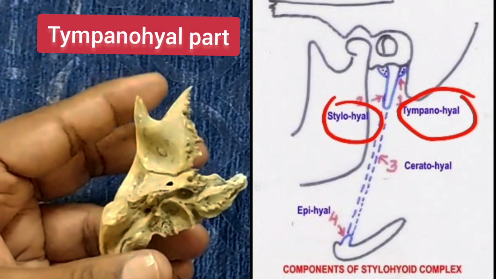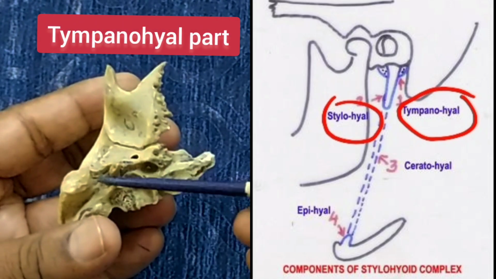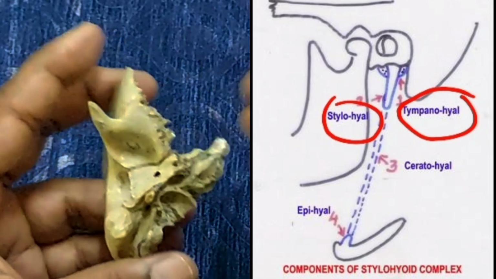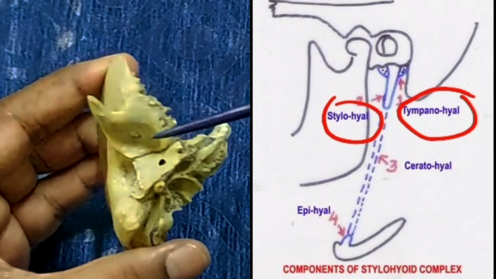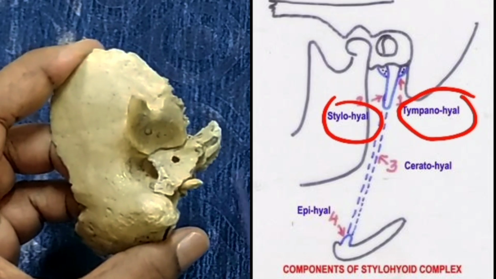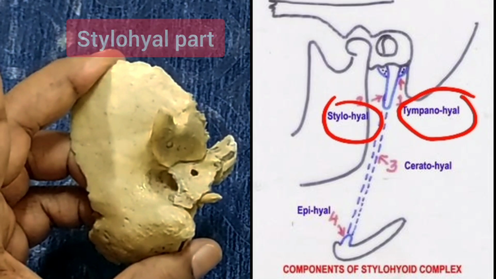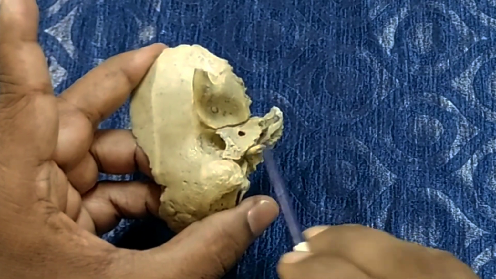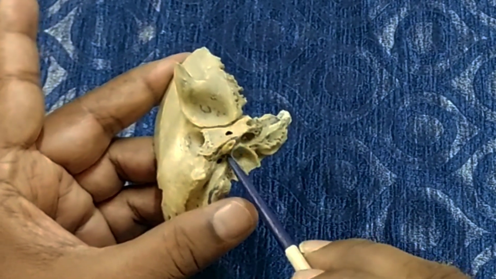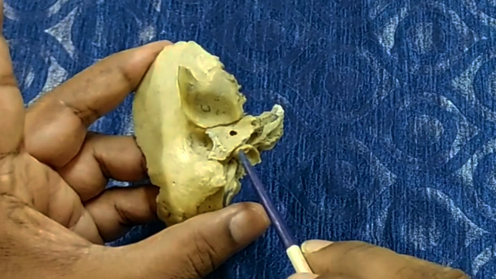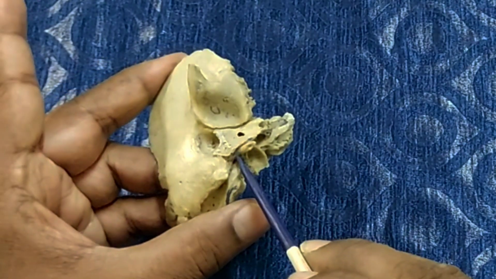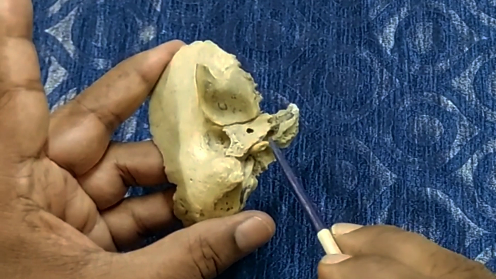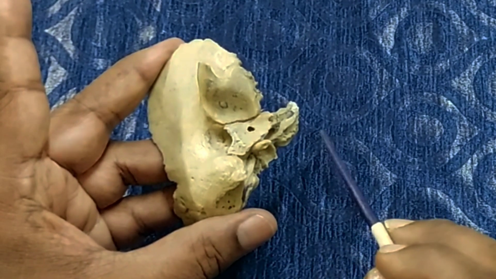So the styloid process has two parts. One is the proximal part, which is ensheathed by the splitting of the inferior border of the tympanic plate, and the distal part is called the stylohyal part. The two parts fuse, and all the attachments of the styloid process are only on the stylohyal part, not on the tympanohyal part, and the total length of the styloid process is about 2.5 cm.